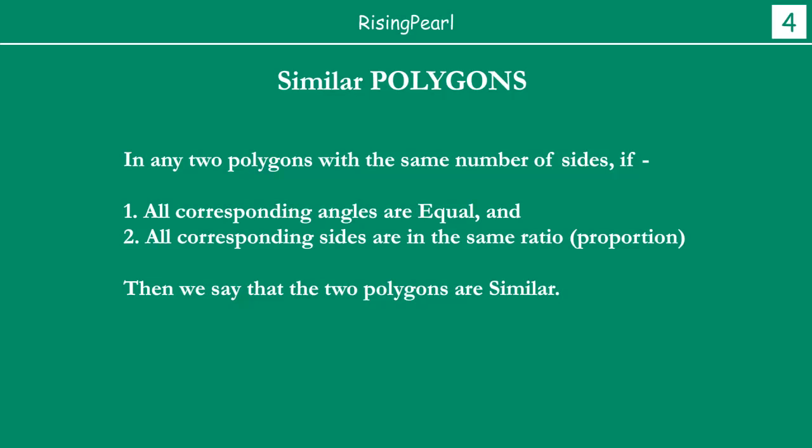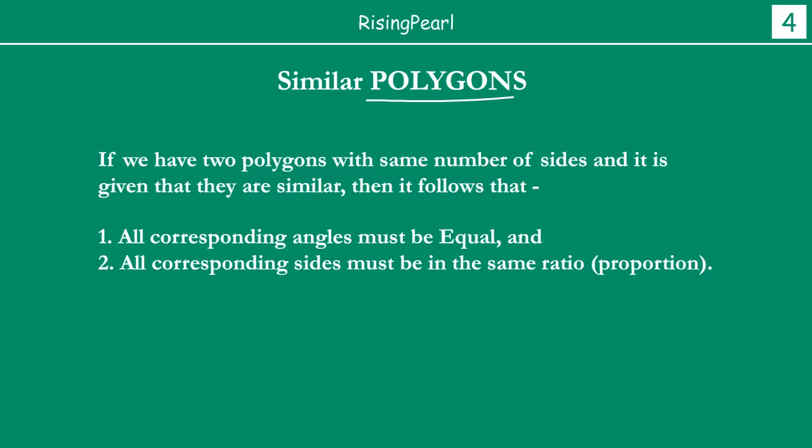Now friends, one other important point to note here is that this idea that in two similar triangles corresponding angles are equal and corresponding sides have same ratio, it is not only true for triangles, but it is true for polygons in general. So when do we say two polygons are similar? In any two polygons with same number of sides, if all corresponding angles are equal and all corresponding sides are in the same ratio, we say that two polygons are similar.